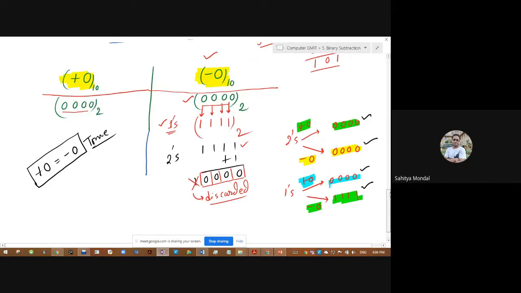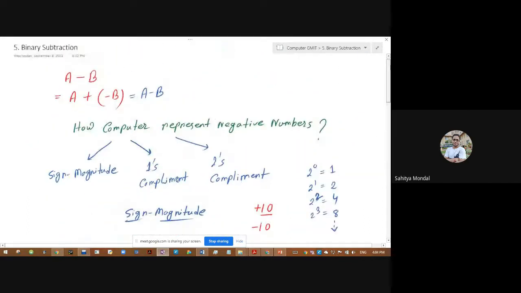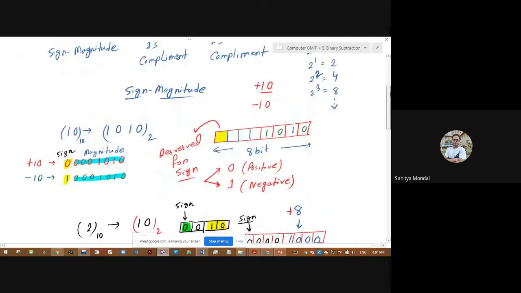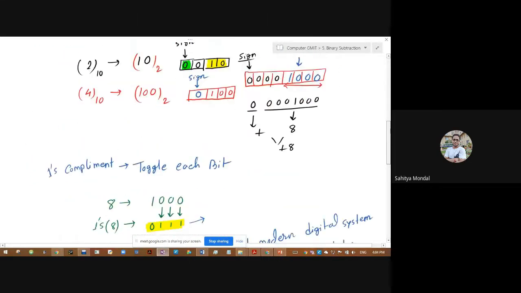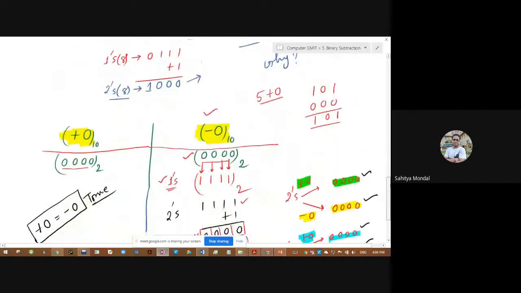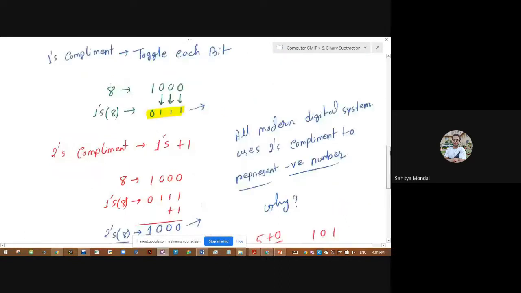Okay, if I start the subtraction today, it is difficult to complete within the stipulated time. So better to ask any doubt from what I have discussed for the last 4-5 days.